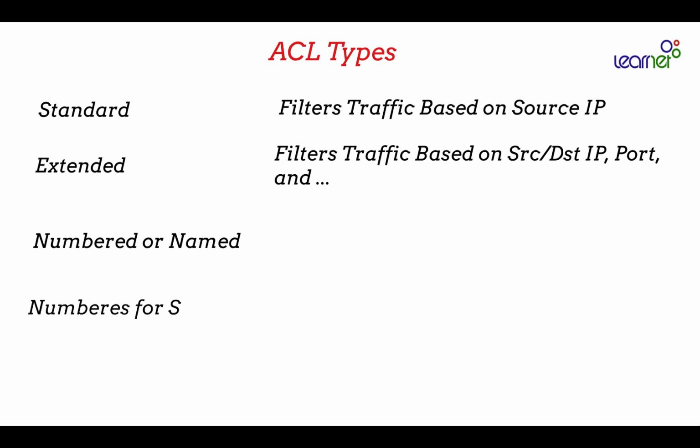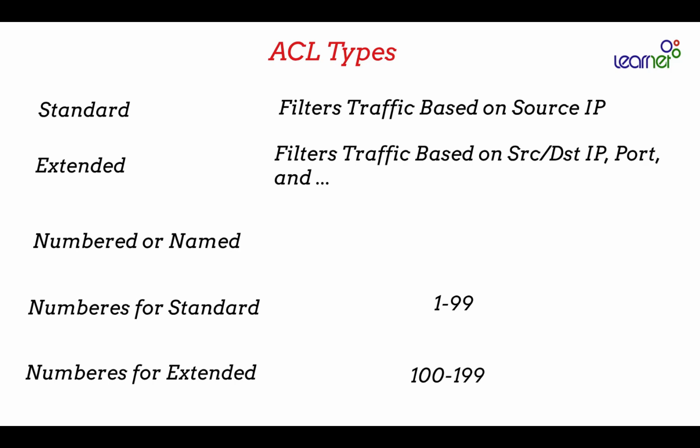In the old IOS versions, the numbers for standard ACLs were 1 to 99. So as soon as you give one of these numbers to your ACL, the router or your device will understand you're going to define a standard ACL. And for extended, it was 100 to 199. But Cisco added an extra range per category after a while, which is 1300 to 1999 for standard and 2000 to 2699 for extended, as you can see in the slide.